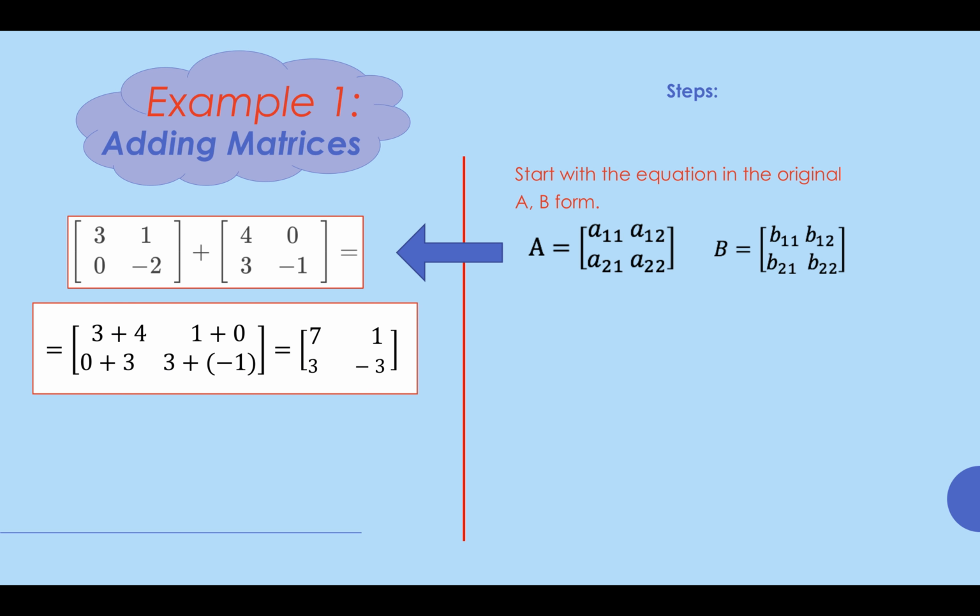Next, we will set it up into A plus B form, and that's just merging the corresponding elements. So the first term here is added to the first term here. So 3 plus 4 is set up like this, so hopefully that makes sense. And then the second term, 1, will be added to the second term, 0, of the B matrix. So again, 0 plus 3, and negative 2 plus negative 1.